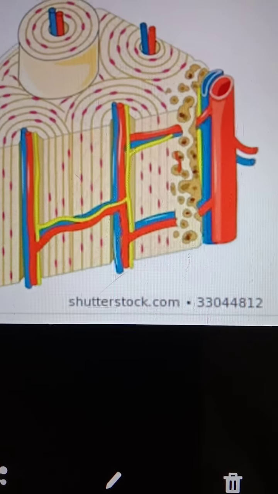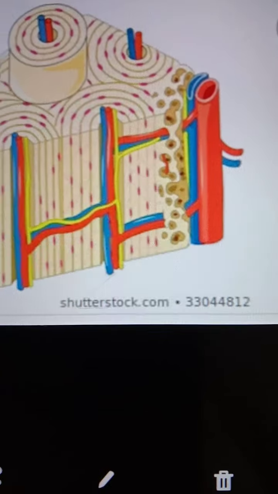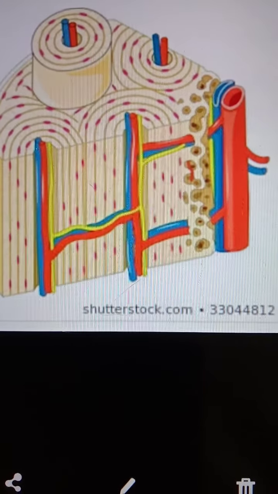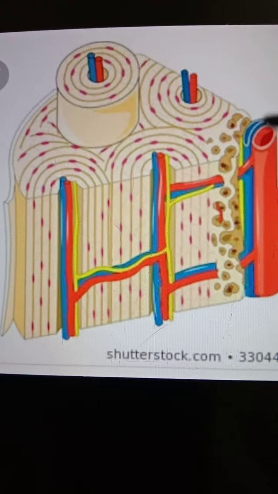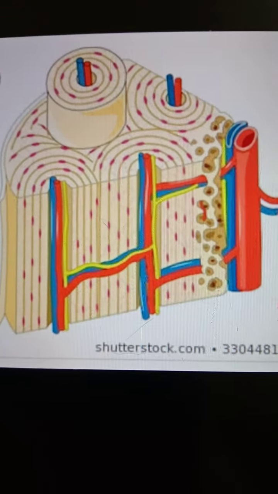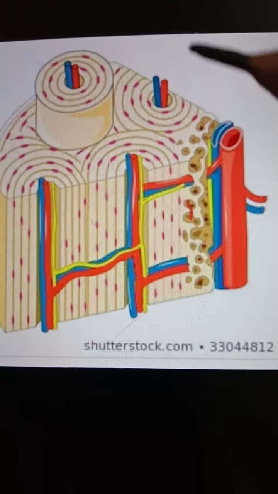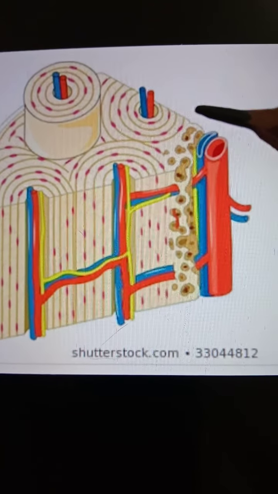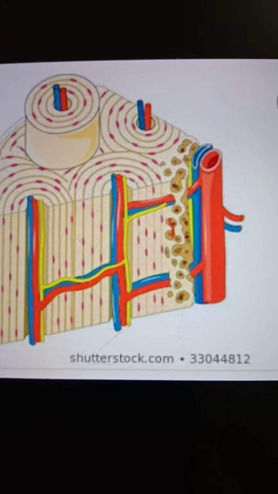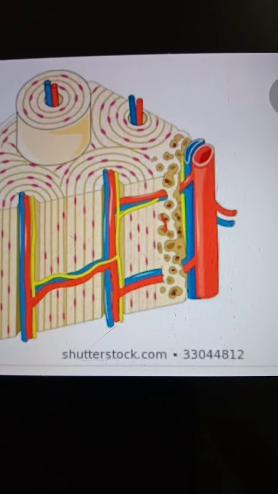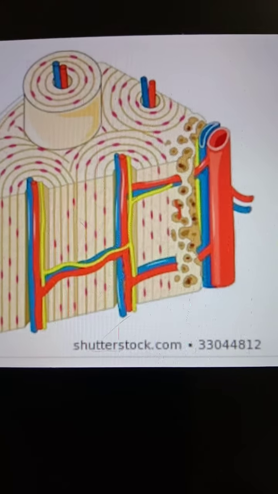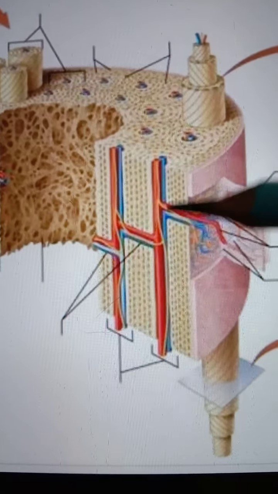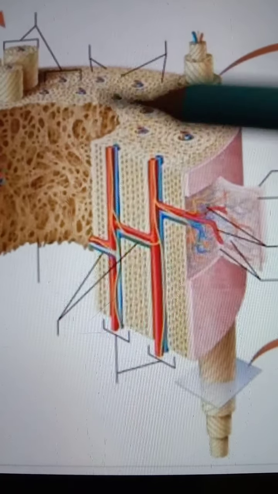Then the nerve supply of the bone. So nerves accompany the blood vessels. Most of them are sympathetic and vasomotor in function, and a few of them are sensory, which are distributed to the articular ends and the periosteum of the long bones, to the vertebra and the large flat bones. So here you can see the nerves with the blood vessel in the Haversian canal, that is, the nerves are also present.